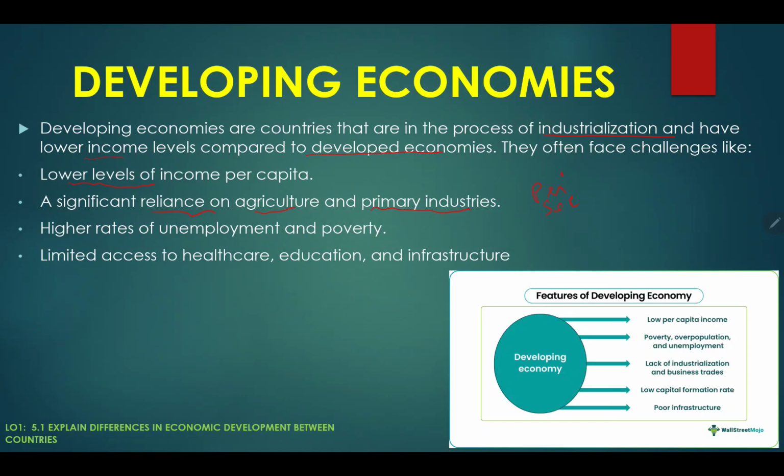Most of the people are employed in the primary sector and the secondary sector, and they get their GDP from these sectors. Primary means things like agriculture and mining. High rates of unemployment and poverty, inequality, and limited access to healthcare, education, and infrastructure. These are the problems with the developing economies.